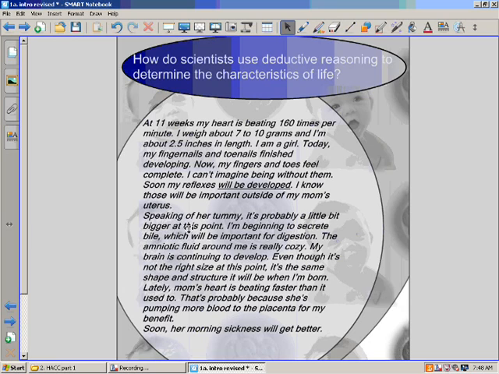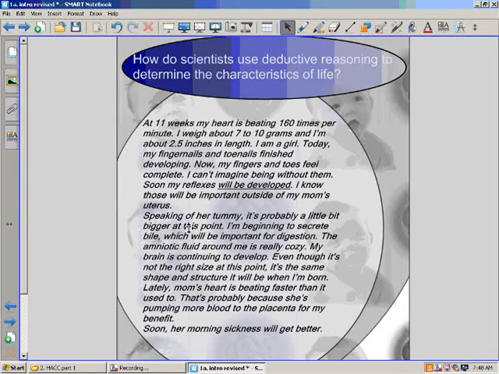At 11 weeks, my heart is beating 160 times per minute. I weigh about 7 to 10 grams, and I am about 2.5 inches in length. I'm a girl. Today, my fingernails and toenails finished developing. Now, my fingers and toes feel complete. I can't imagine being without them. Soon my reflexes will be developed. I know those will be important outside of my mom's uterus.